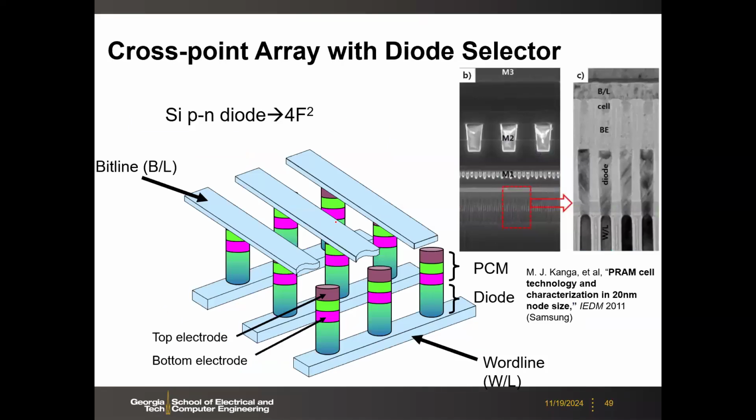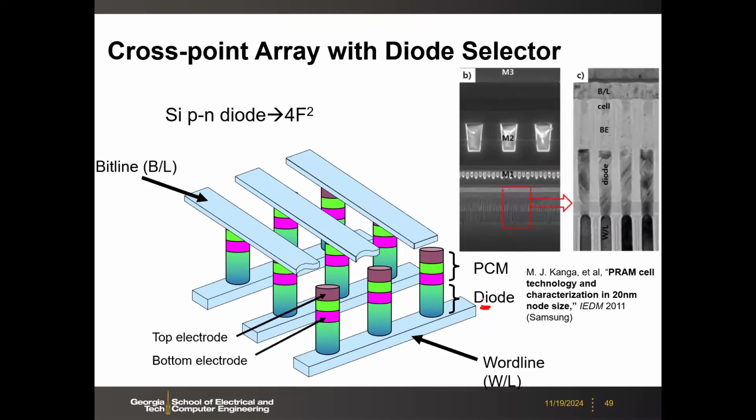So ultimately, you can do the cross-point array, right, with the selector. So we talked about cross-point array earlier. So then the phase change memory, right? If you do the cross-point array, you get the ultimate like 4F² for the 2D planar, like one layer cross-point array. So here, what you can do is to integrate the phase change memory with a diode.